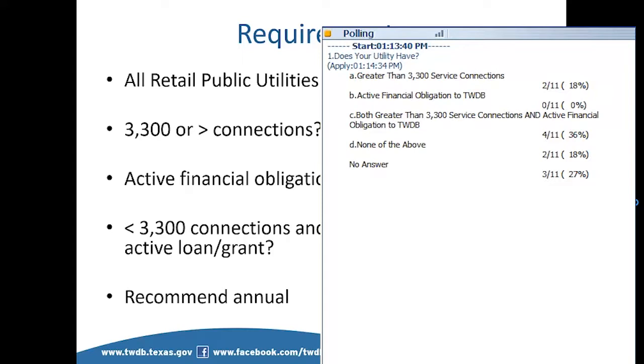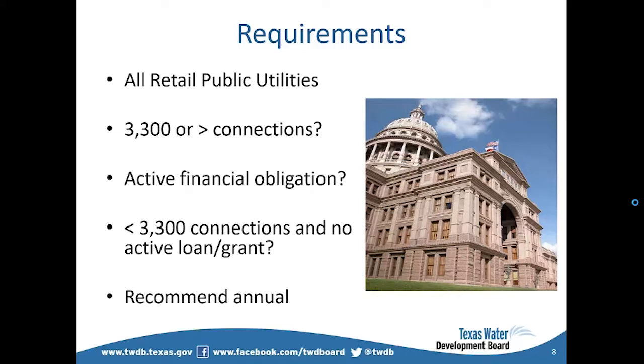So basically the rules state that all retail public utilities are required to submit a water loss audit to the board. A retail public utility is a water system providing potable water to their retail customers, homes, businesses, through a meter, and they're using that meter to determine how much they're going to be compensated for that water. So they actually know how much water is being used by the customer and being compensated for it.